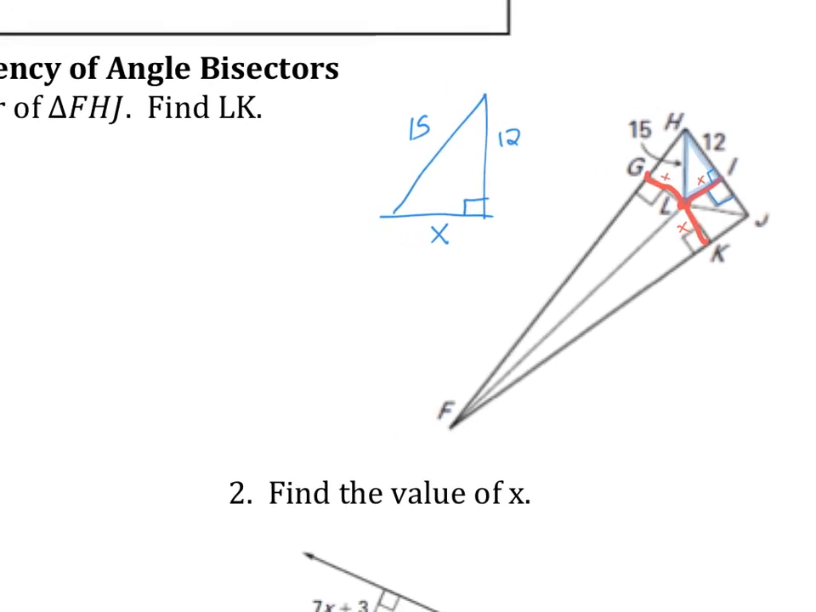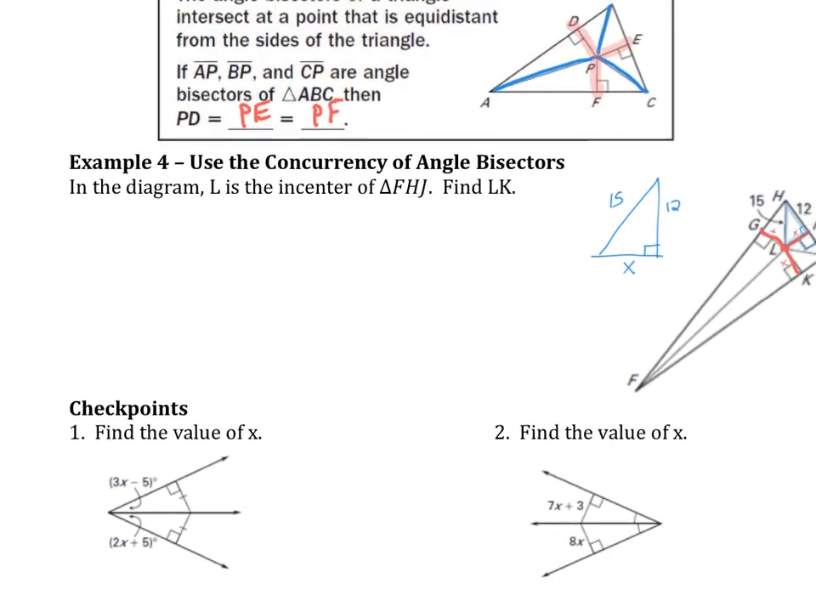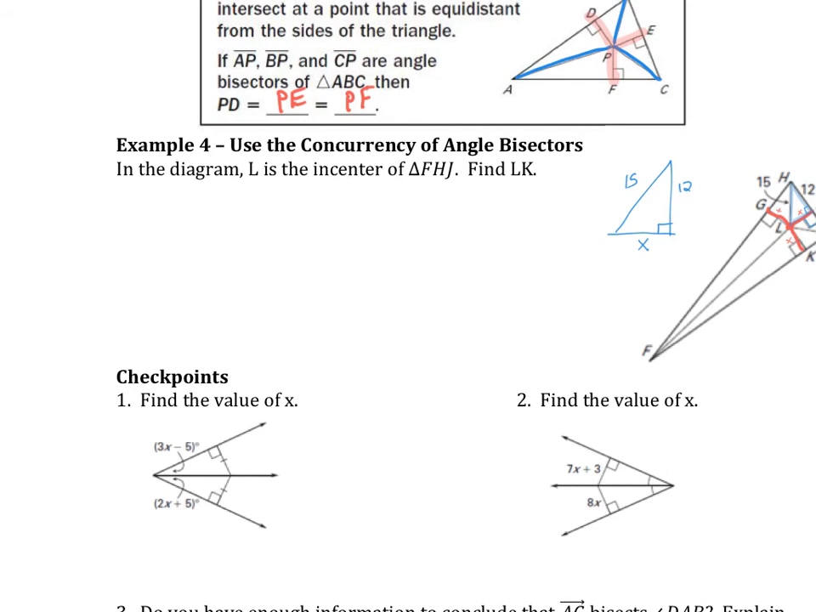To solve for x, we would have to do the Pythagorean theorem. The Pythagorean theorem is a squared plus b squared equals c squared. So we have a, b, and c. In this case, c is the side that's opposite the right angle. So here's the right angle. Opposite the right angle is c. So this would be x squared plus 12 squared equals 15 squared, which would be x squared plus 144 equals 225.